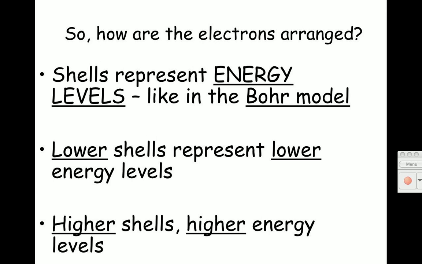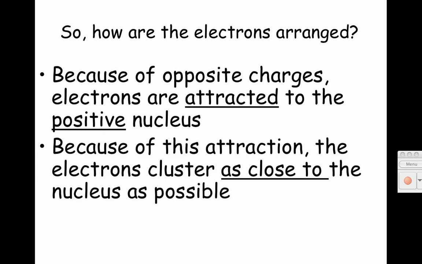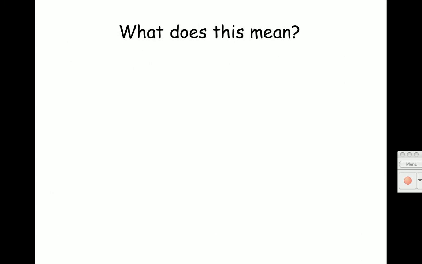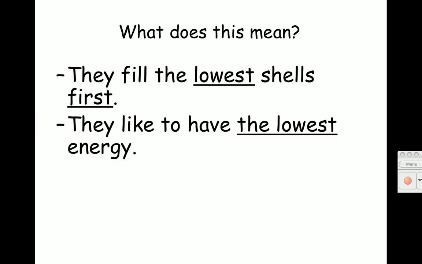So how are electrons actually put into these shells? Well, because of the attractive forces and the opposite charges of the electrons and the positive nucleus, they are pulled, they're attracted towards each other. So electrons tend to cluster as close to the nucleus as possible. What this means is when we look to actually place electrons into shells, they are going to fill the lowest shells first because they like to have the lowest energy.